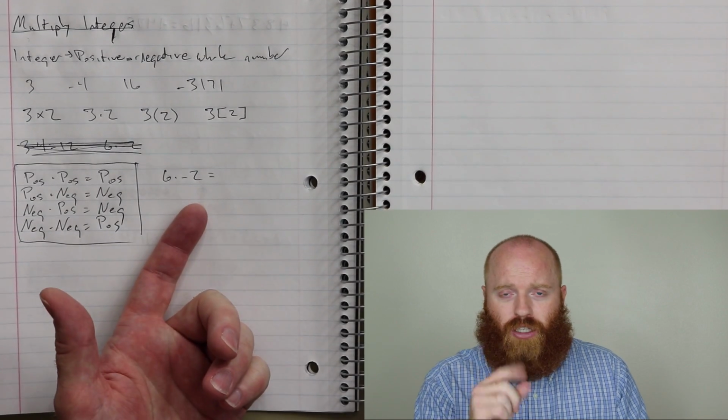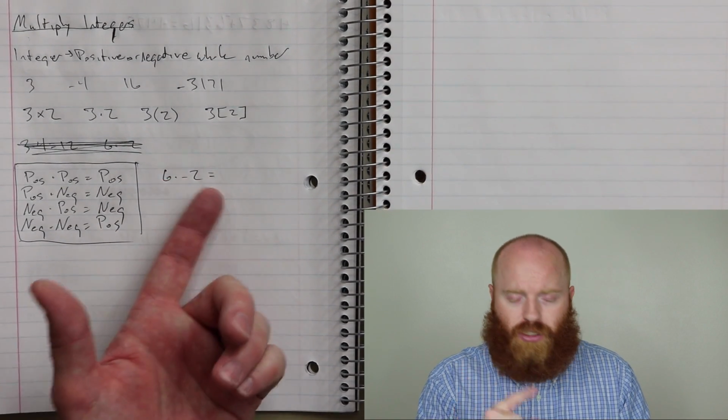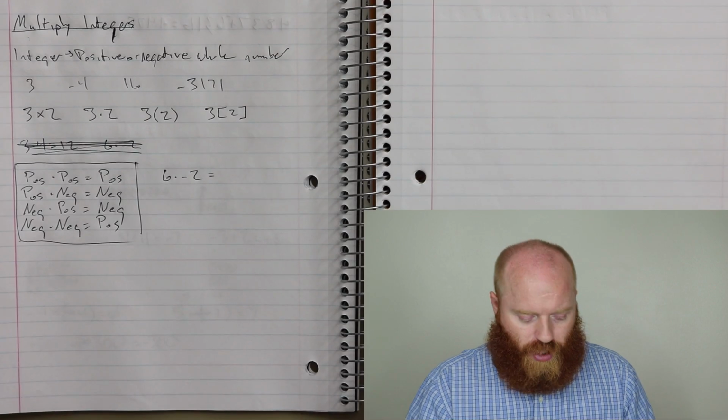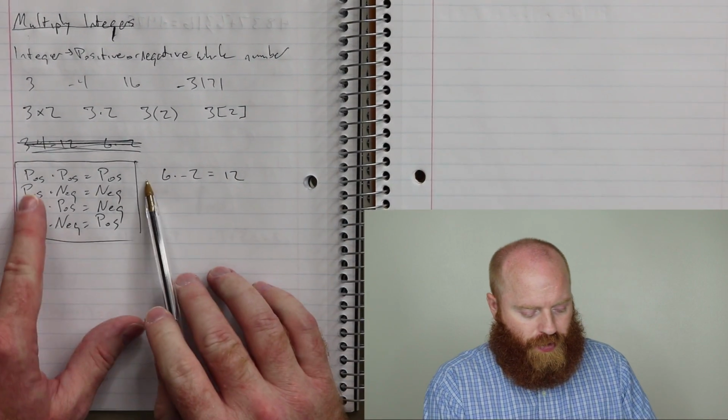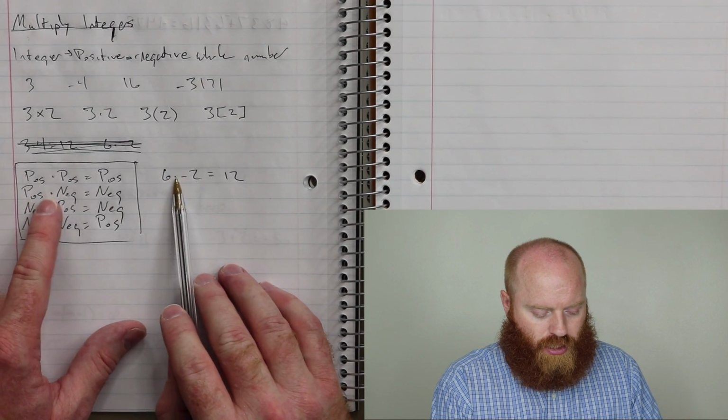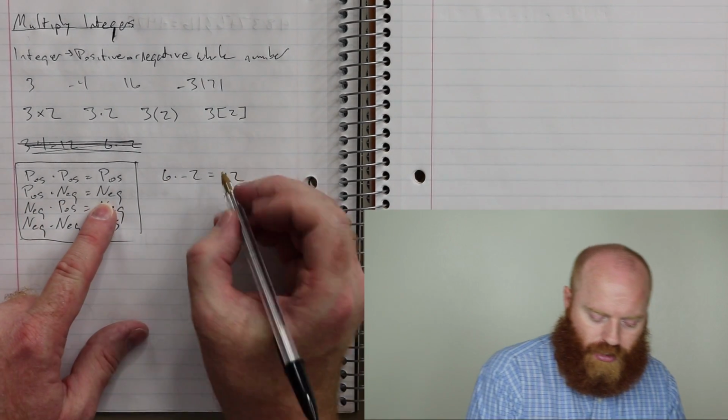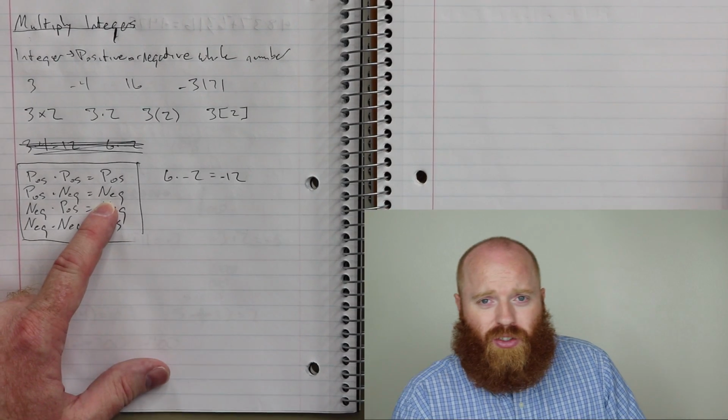But what we're doing here is two things. First, just multiply 6 times 2 and find the number. Then find out if it's positive or negative. 6 times 2 from our times table is 12. I don't want to waste your time. But we know that a positive number times a negative number will yield a negative result. So the answer is negative 12.